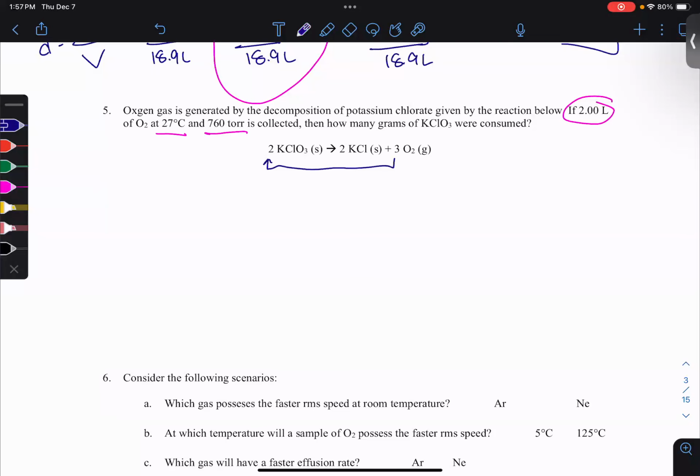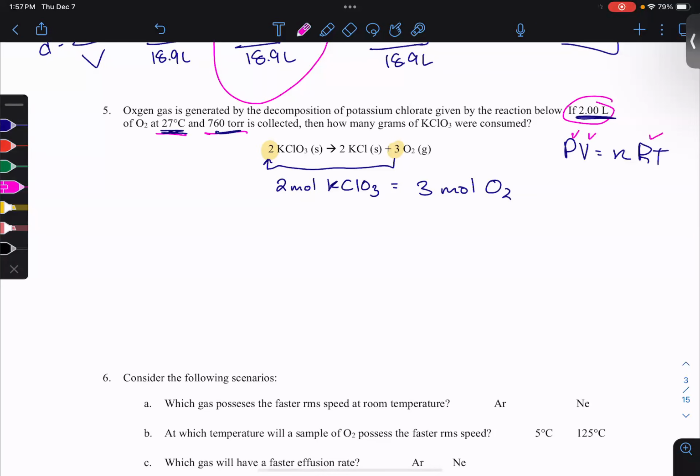Back in chapters 3 and 4, we see these coefficients and understand that the coefficients mean that 2 moles of this reactant, potassium ClO3, is required to produce 3 moles of oxygen gas. Previously, we used molar masses to get mole amounts, but now we can just use PV = nRT to get mole amounts instead, where I give you the volume, the temperature, and the pressure. And so I have all the information I need to get the n amount to then use stoichiometry.